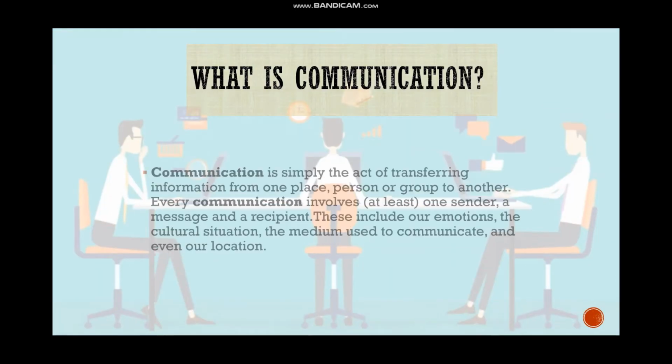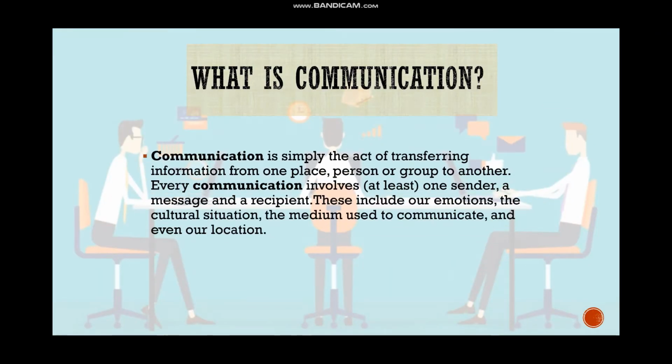But before starting, we should know what is communication. Communication is simply the act of exchanging information from one place, person, or group to another. For a communication to happen, there should be at least one sender, one message, and one recipient.